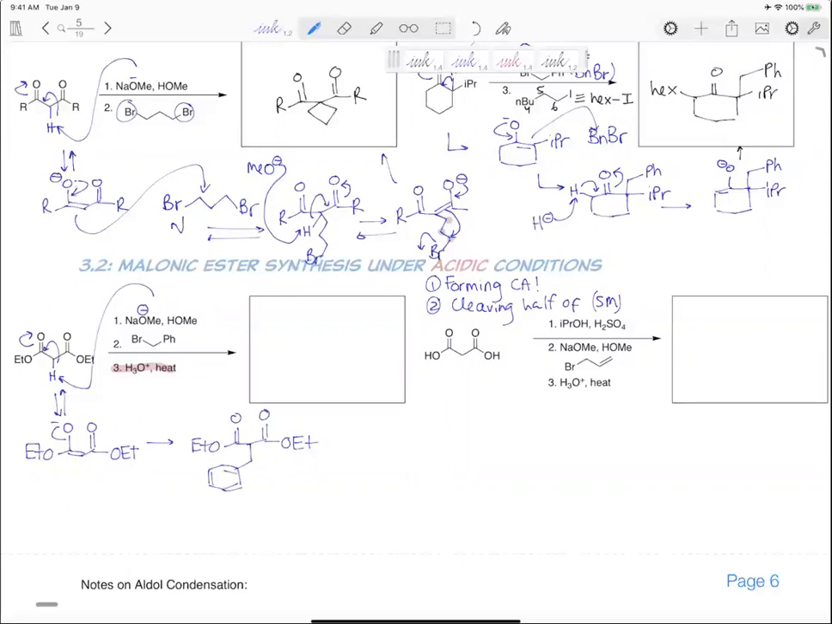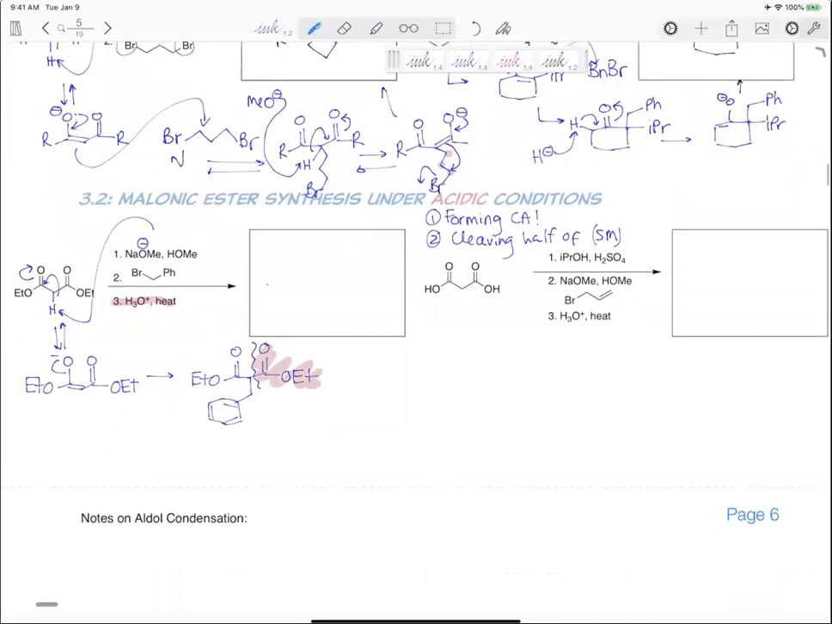Okay, once you have the benzyl bromide, now step 3, remember, first and foremost, you need to form a carboxylic acid. Second of all, you need to cleave half of this part here. So this part where I'm highlighting in red goes away. You don't want that part anymore. So what you have in your final answer would look like this. And don't worry, I'll talk about the mechanism in a bit.